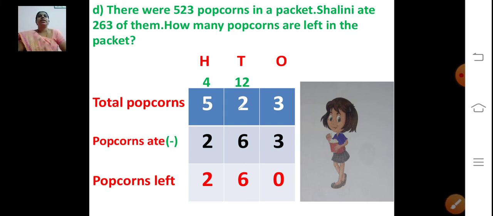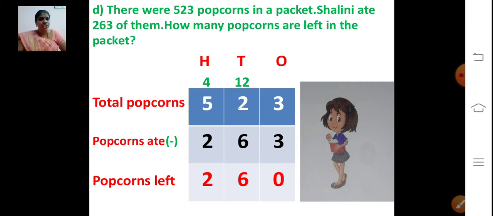Last sum. There were 523 popcorns in a packet. Shalini ate 263 of them. How many popcorns are left in the packet?